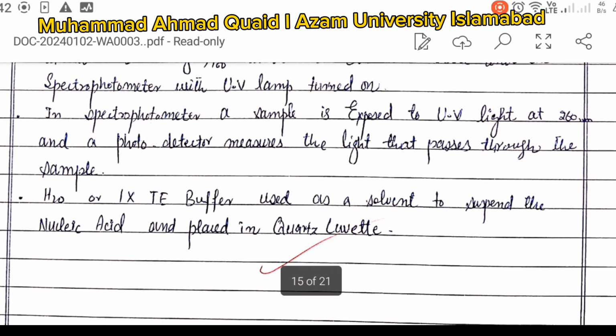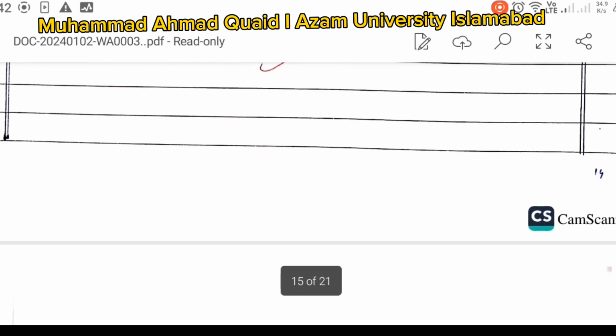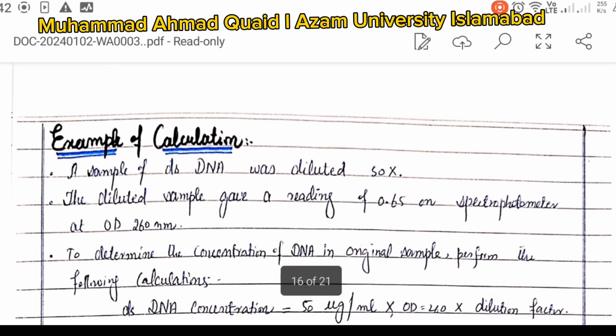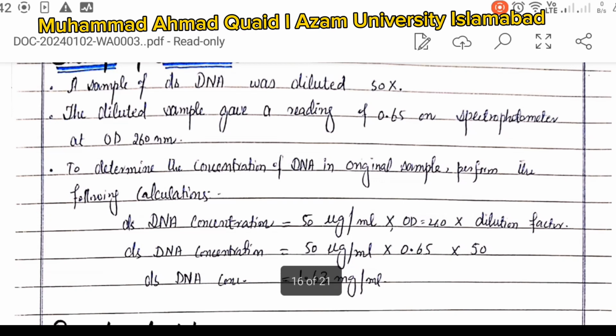Water or 1X TE buffer is used as a solvent to suspend the nucleic acid and placed in quartz cuvettes. Example of calculation: Let us calculate these values which we have discussed earlier. A sample of double-stranded DNA was diluted 50 times. The diluted sample gave a reading of 0.65 on spectrophotometer at optical density OD 260 nanometer.